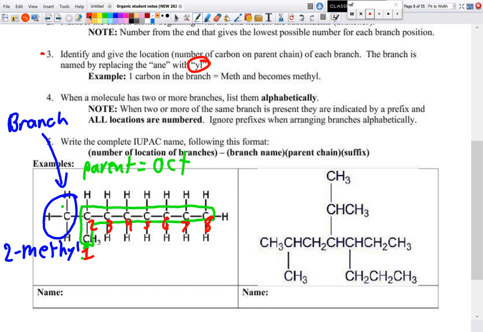Now step 4. When a molecule has 2 or more branches, which is not the case for this one right here, I can ignore step 4 for now. I'll come back to that when I do the second example for you guys.